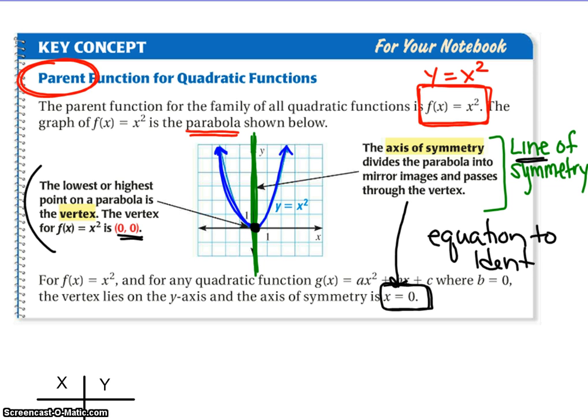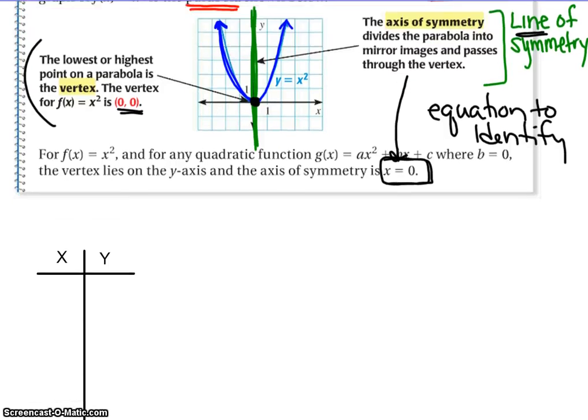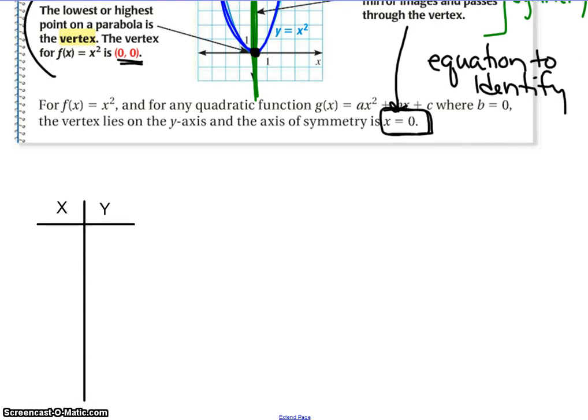Okay, I can't just say it's at 3. I can't just say it's at -4. Those are points. We have to have a line, so it's going to be x equals. And that's why we spent some time with linear, because again, vertical lines are always x equals. Now, we may down the road also use a table.